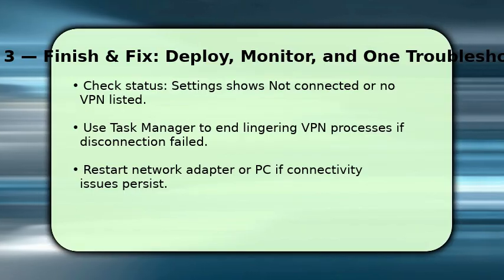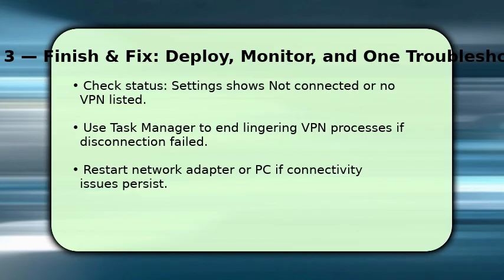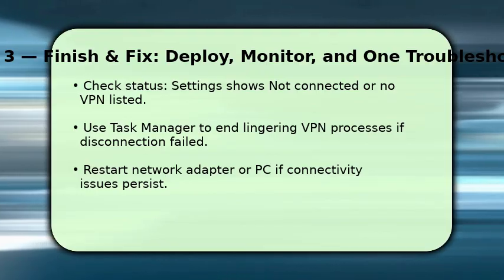If a disconnect fails, open Task Manager, find and end lingering VPN processes, then try disconnecting again. Make sure to restart the network adapter, Settings, Network and Internet, Status, Network Reset, or reboot the PC if connections act odd. One key tip.